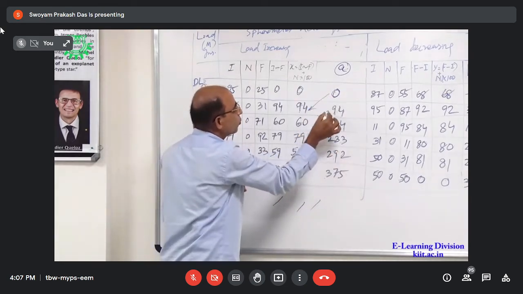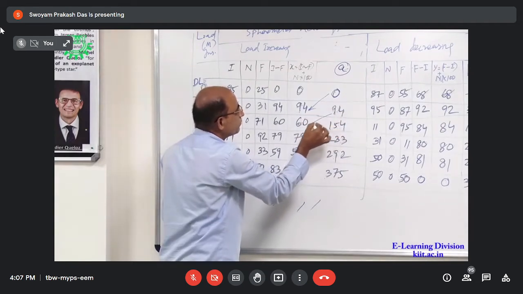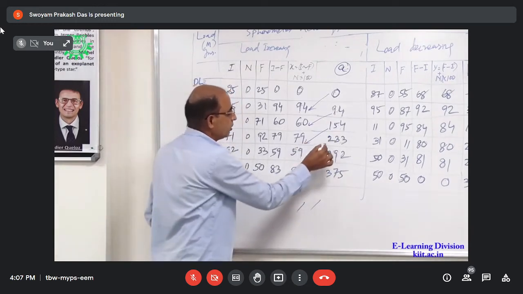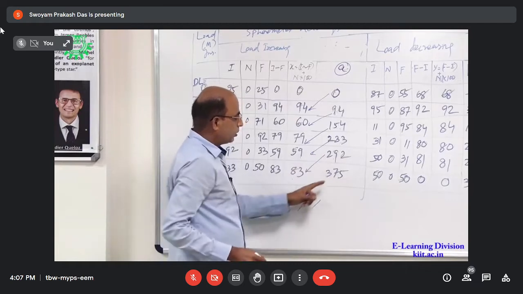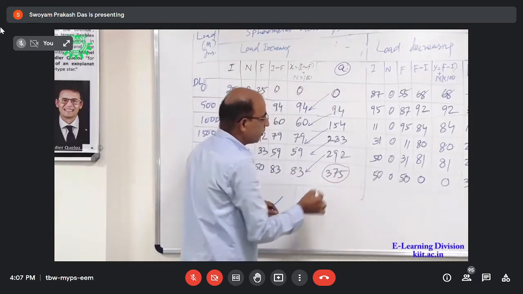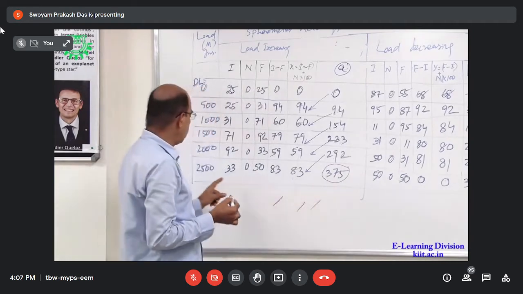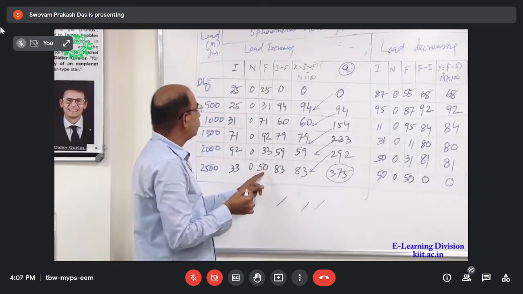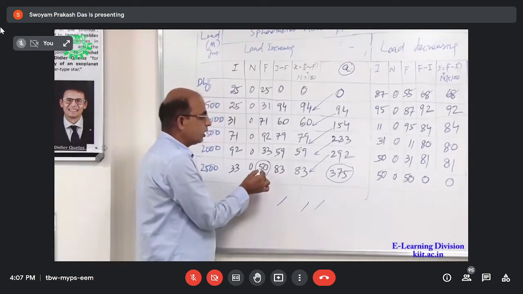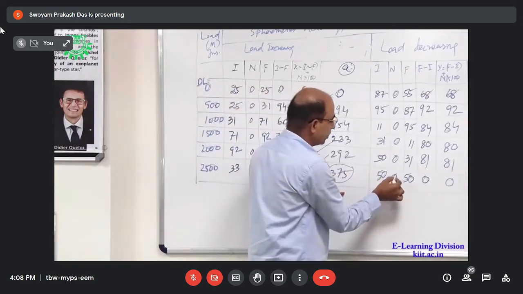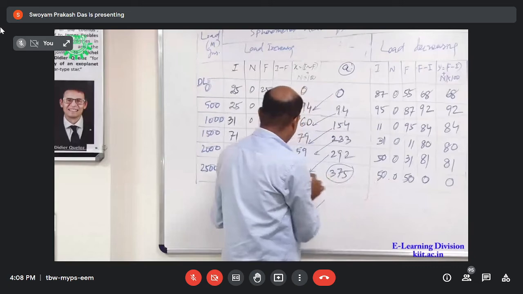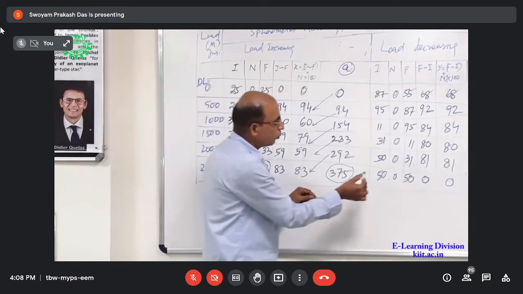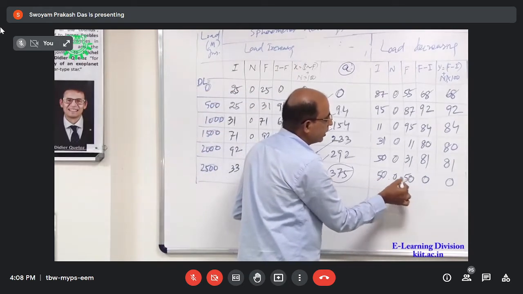In this way, cumulative addition will be done here. So the last value is 375 divisions when the load is 2500 gram. Now the last value, as I have already told you, this final value will come over here for load decreasing. That is the last observation. That is why 50 is the final value for the last observation when the load is 2500, so 50 comes over here as initial and final.